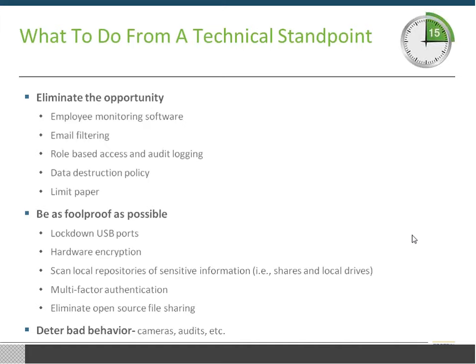If you have sensitive data, employment records, employment histories, all of that stuff should be kept under lock and key for as long as possible and always under camera, etc. You also want to be as foolproof as possible. This means getting rid of a lot of the opportunity for people to either misappropriate or lose data. One of the most important controls here is locking down USB ports.